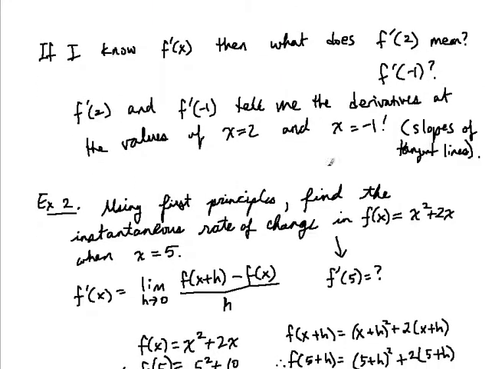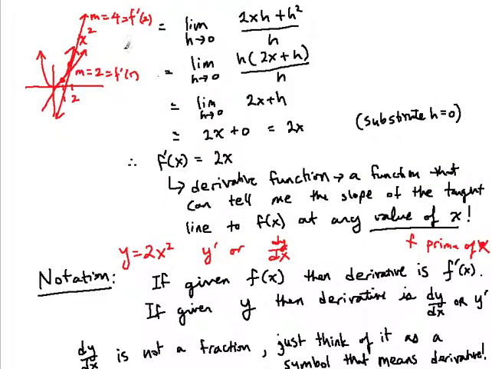And just to recap, we already talked about this in the previous example. If I know f prime of x, then what does f prime of 2 mean, and what does f prime of negative 1 mean? f prime of 2 and f prime of negative 1 are the slopes, or the derivatives, at the values of x equals 2 and x equals negative 1. They are the slopes of the tangent lines at those points. Basically what I explained up here.